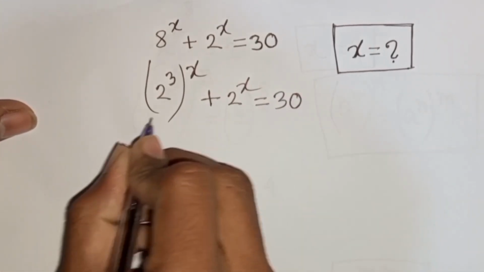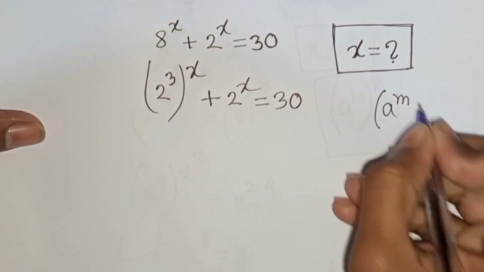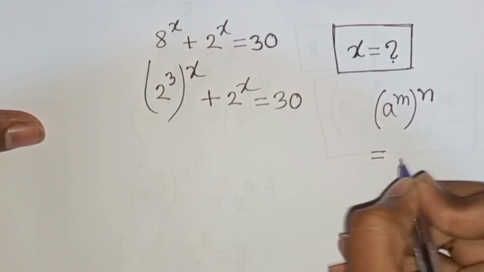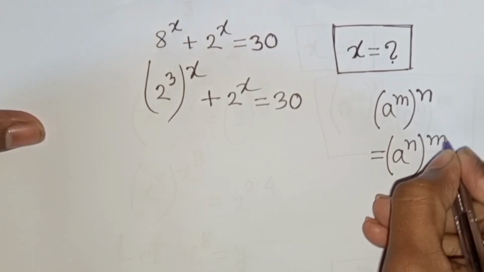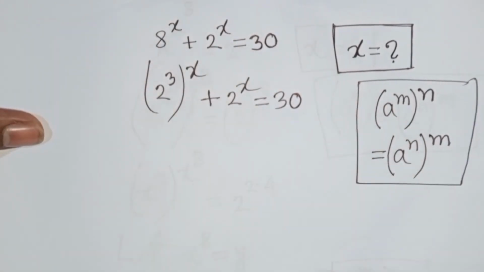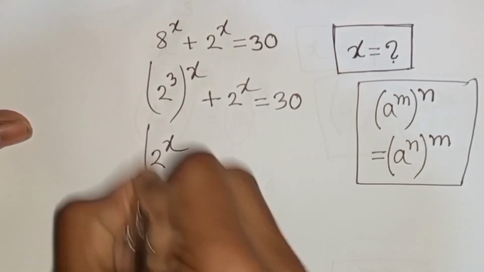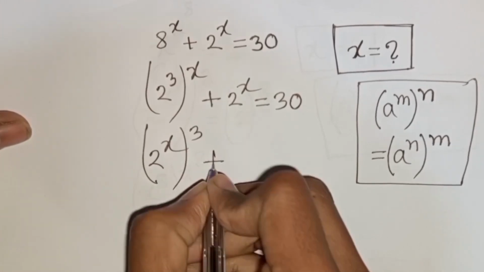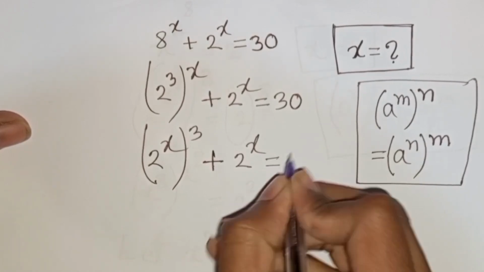Now here you can apply this exponential rule that a power m, bracket power n is equal to a power n, bracket power m. So according to this rule, we can write here 2 power x, then bracket power 3, plus 2 power x is equal to 30.